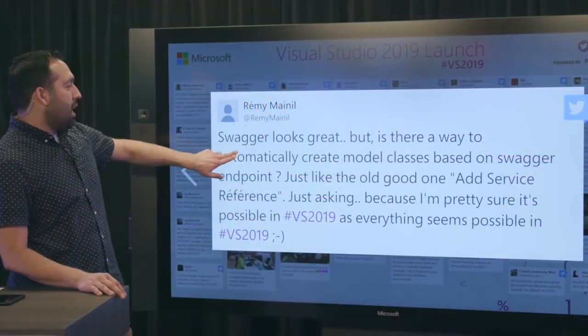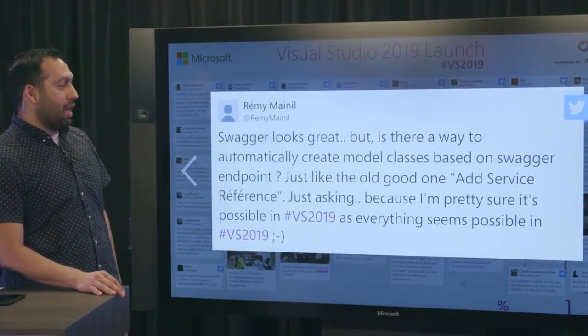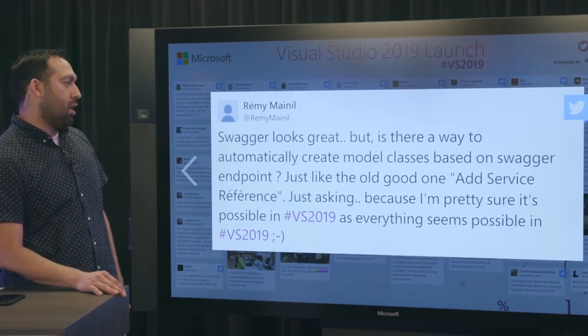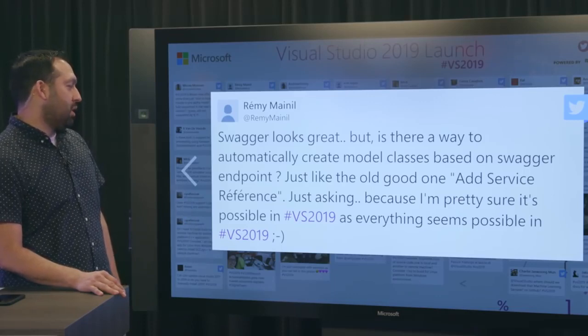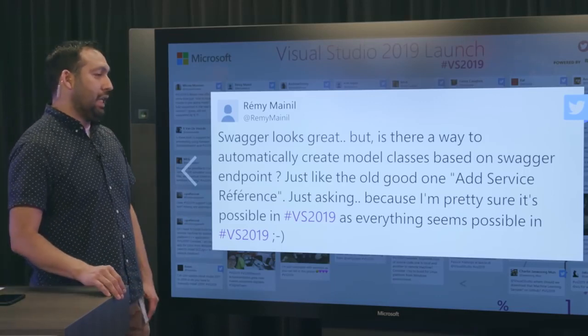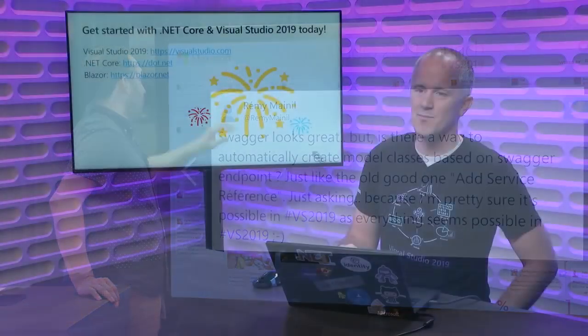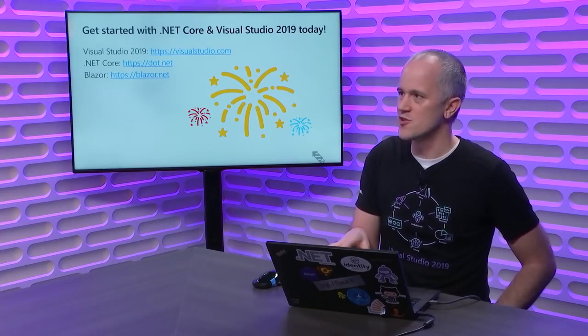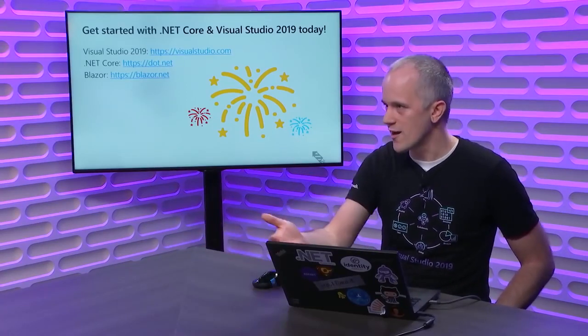All right, so from Remy, Swagger looks great, but is there a way to automatically create model classes based on a Swagger endpoint, just like the old good Add Service Reference? Just asking because I'm pretty sure it's possible in VS 2019. So there is some support for code generation in Visual Studio 2019 for doing client code generation based on an Open API spec or a Swagger document.